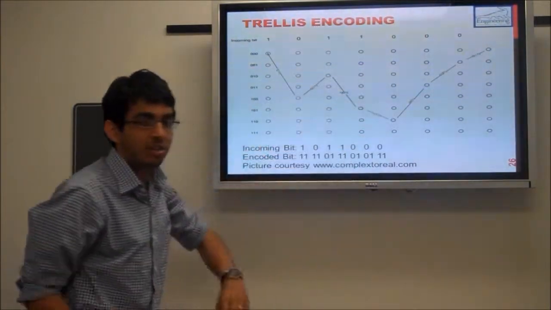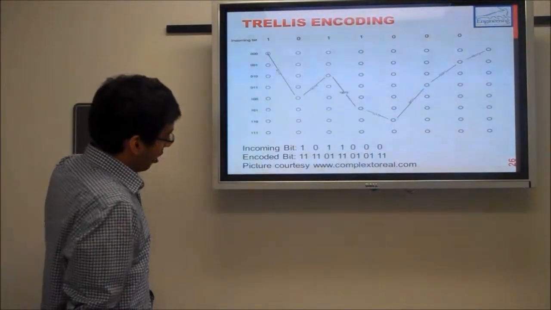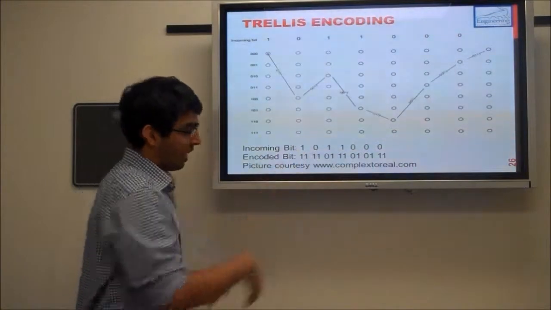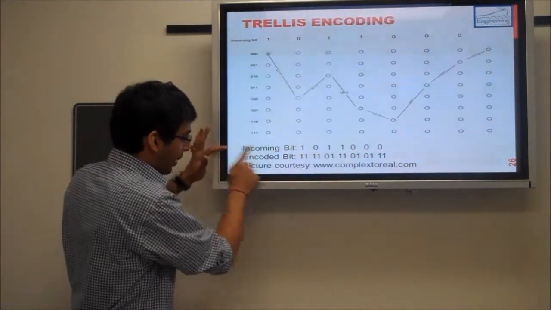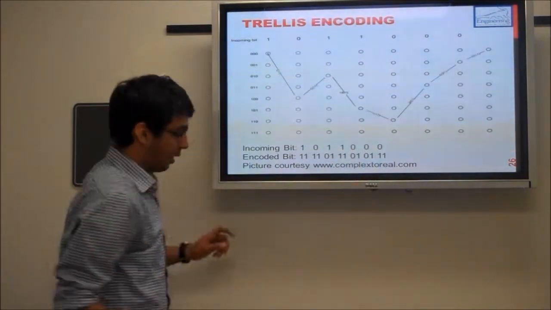to encode, right? So this is kind of an on-the-fly process where, depending on the previous state, we know what the encoded bit would be. So if the incoming bit is 1011000, then this would be the encoded bit.